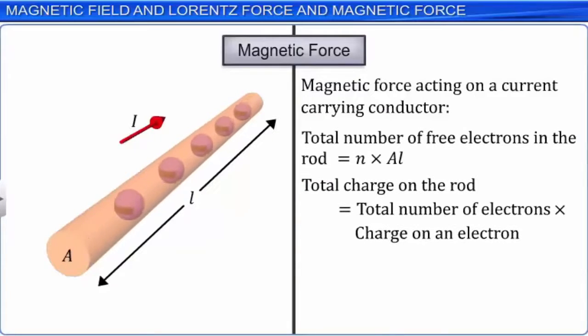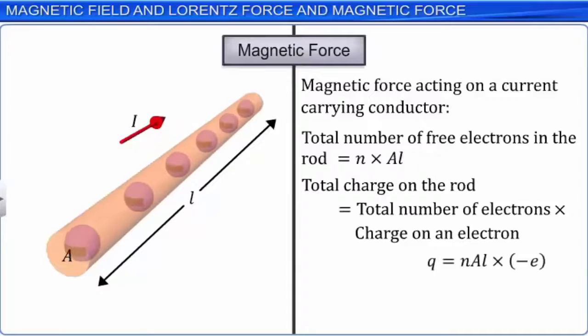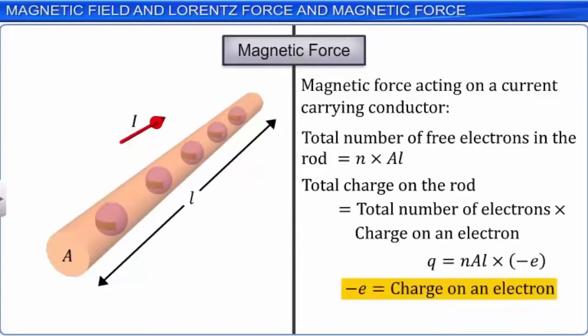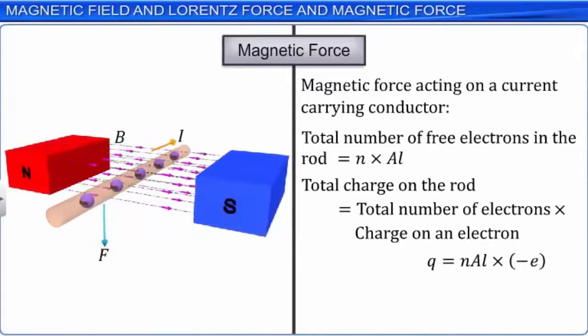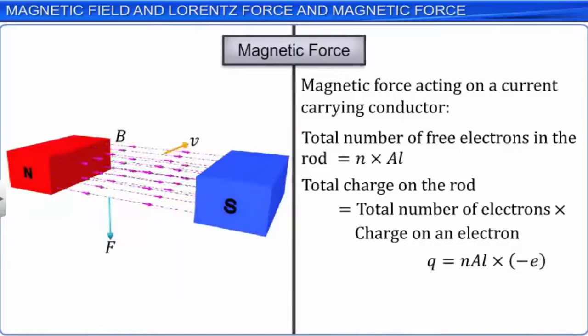That is, Q is equal to NAL multiplied by minus E, where minus E is the charge on an electron. This conducting rod is placed in a magnetic field of strength B. As you learnt earlier, for a charge of Q coulomb moving with a velocity v in the magnetic field B, the force acting on the moving charge due to the magnetic field is F magnetic is equal to Q into V cross B.